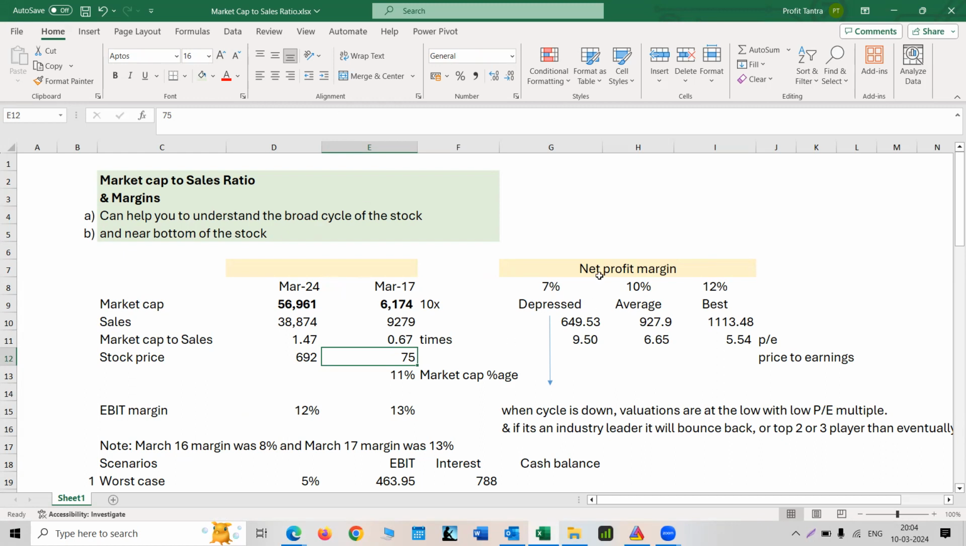Now, how to use this. Imagine that means the stock is undervalued, if it is trading below 1 time of the market cap to sales. Good point, Govind. I'll come to how to analyze whether it is undervalued. First, what we are trying to understand is why we are using this. We are using this to understand what can be the extreme valuation, what can be the bottom.